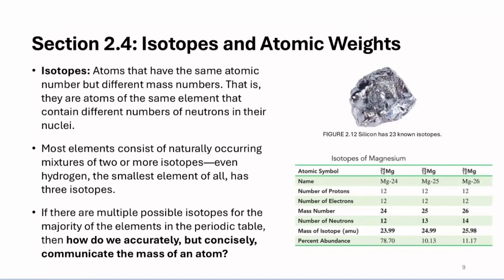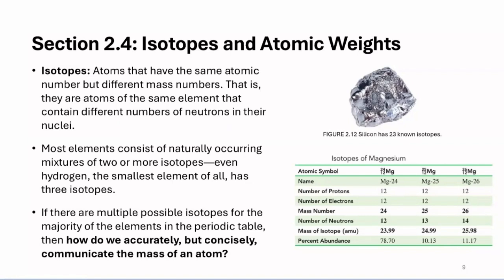One of the important things that we must understand is that when it comes to atoms that exist in nature, atoms have isotopes. Isotopes, specifically, are atoms of the same atomic number but different mass numbers. That means they are atoms of the same element, but they differ only by their number of neutrons.